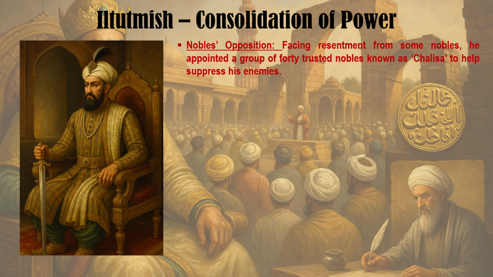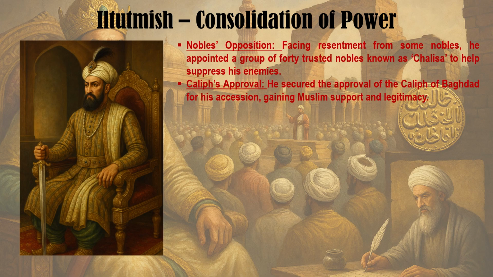Facing resentment from some nobles, he appointed a group of 40 trusted nobles known as the Chalisa to help suppress his enemies. So what was the duty of Chalisa? They would be loyal to Iltutmish and they would suppress the enemies of the Sultan, that is Iltutmish.